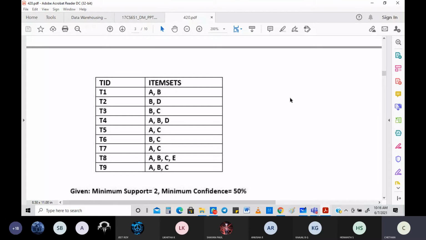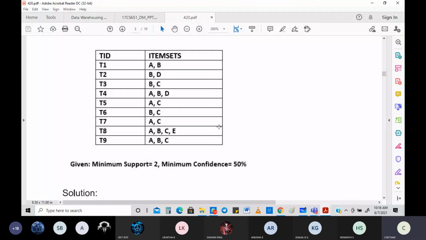So let's go for the next example. What is the next example? We have taken 9 transactions here, very big, and you got the items A, B, C, D, and of course E. So they basically have 5 items and 9 transactions. You can see the combinations of it.